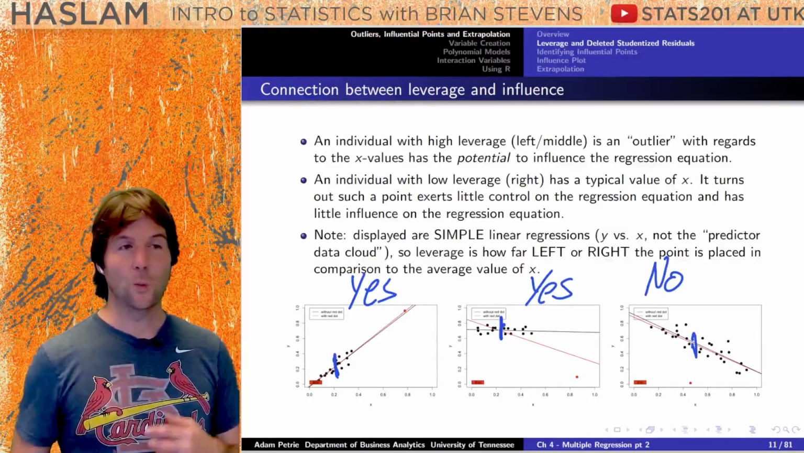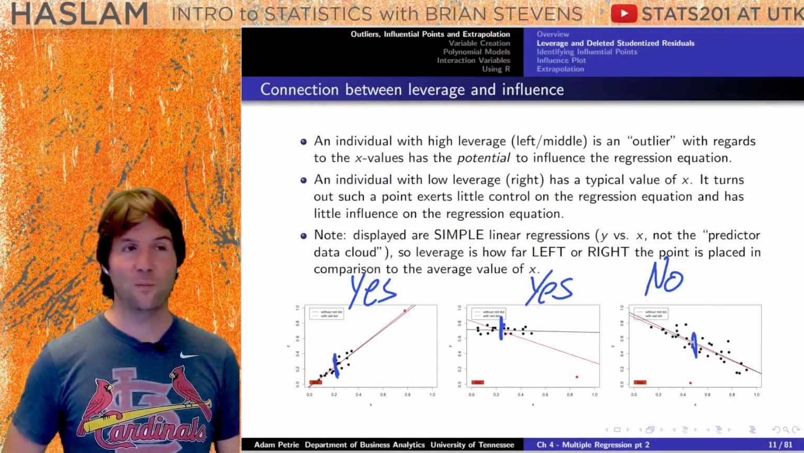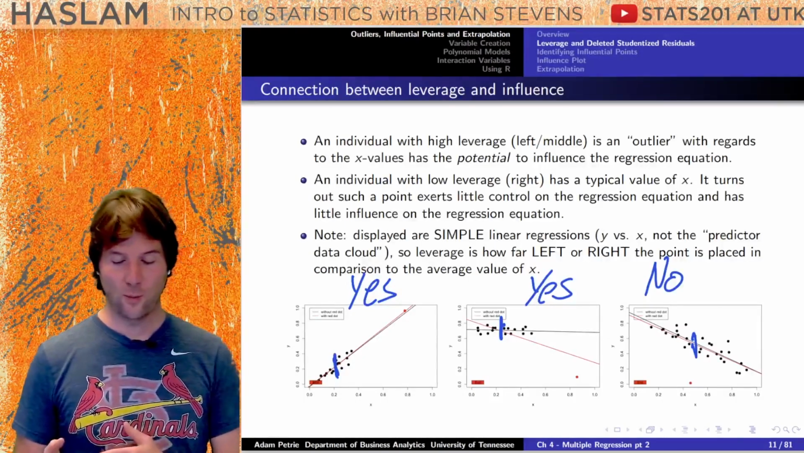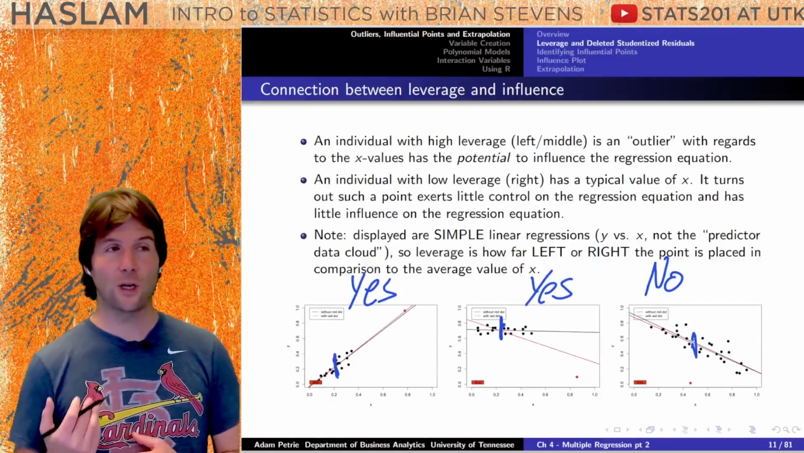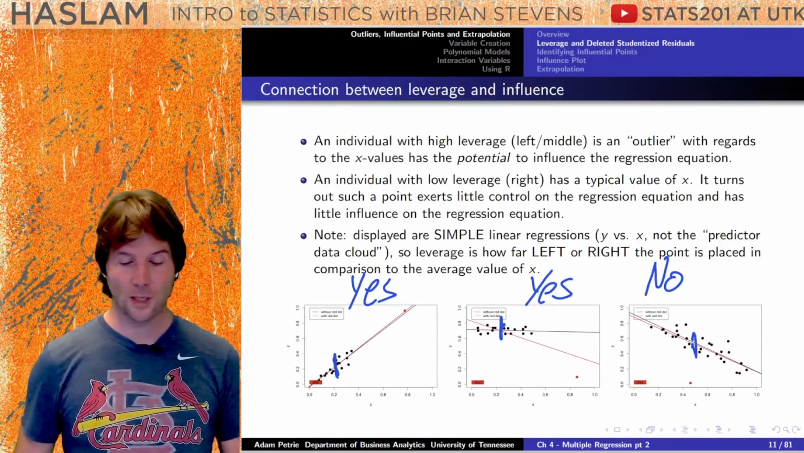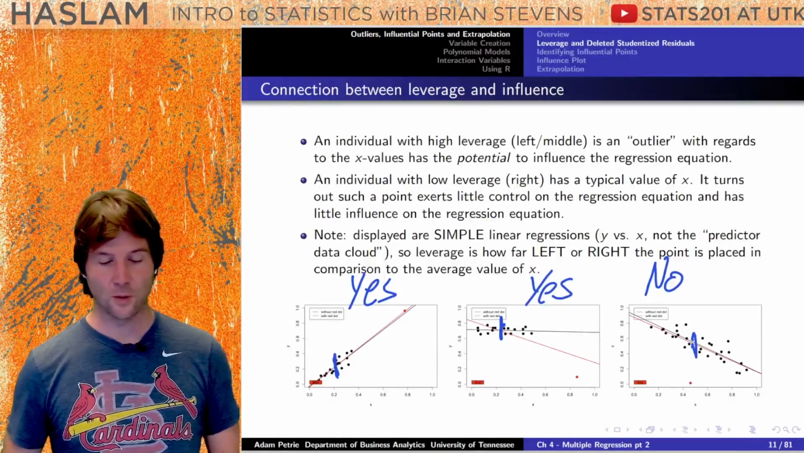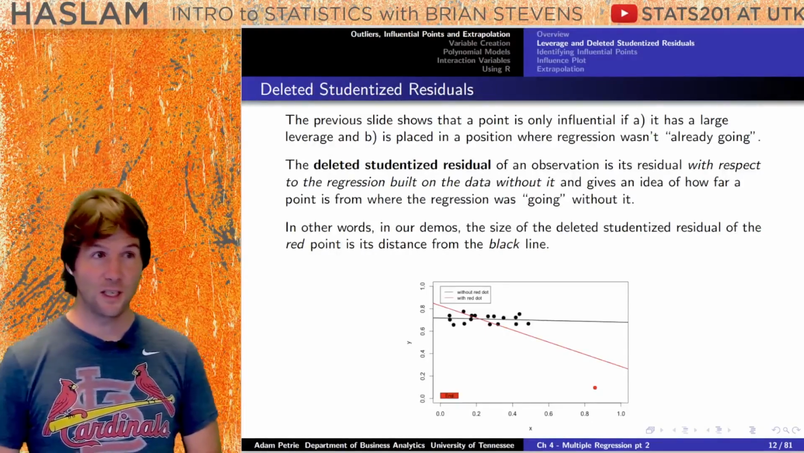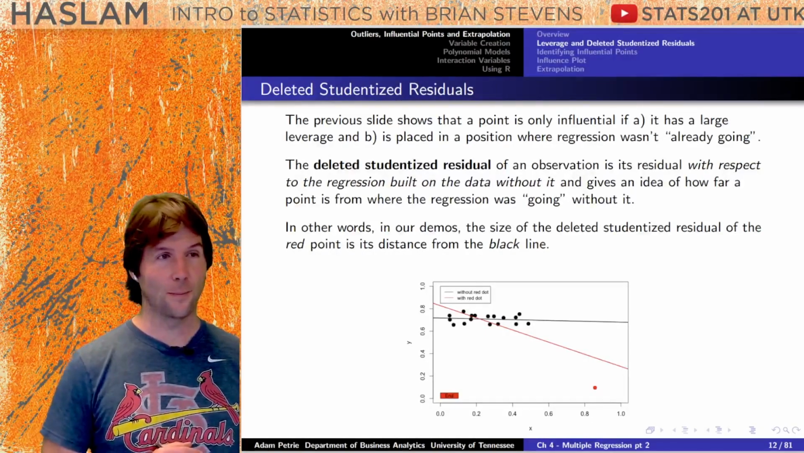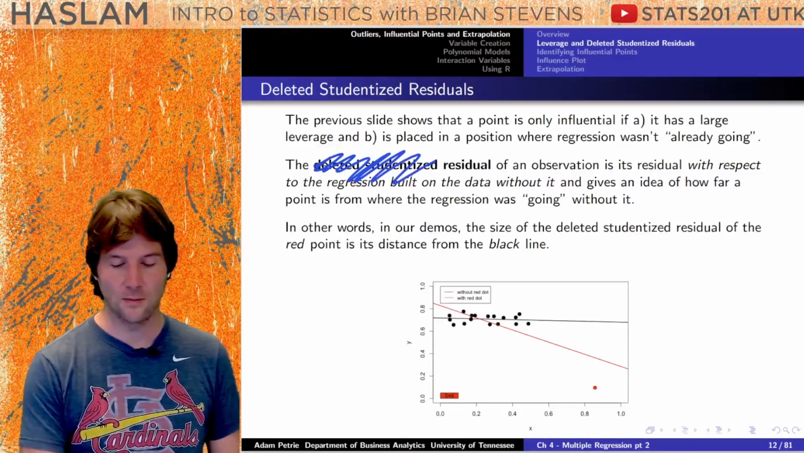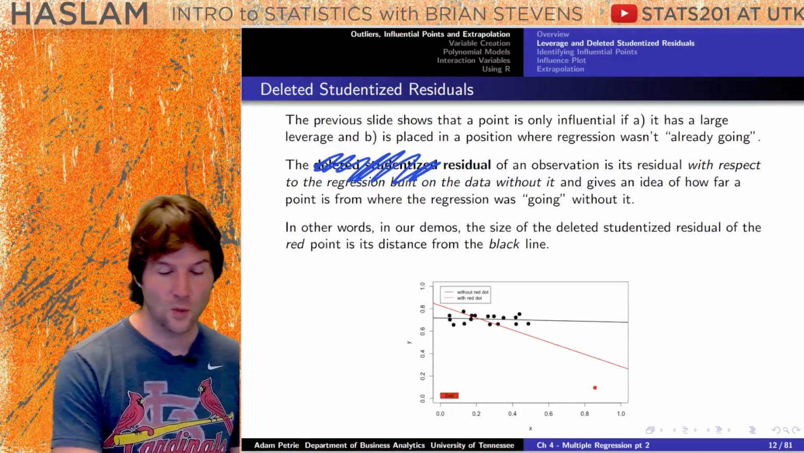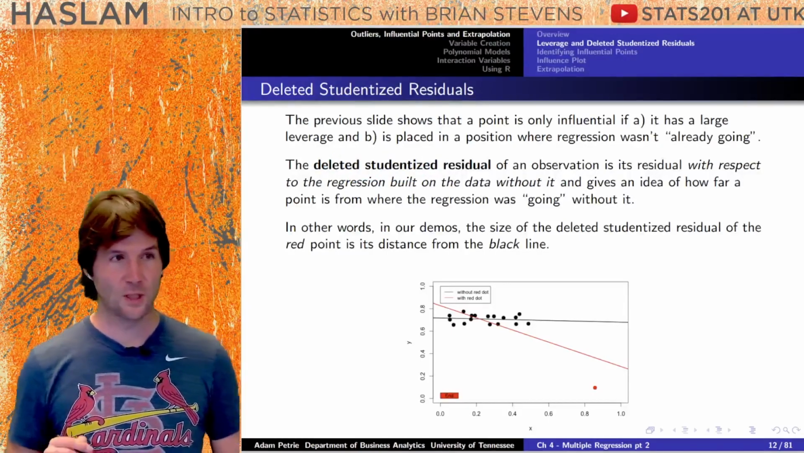Well, leverage is one of the two components of being influential. So remember this, you must have leverage to be influential on the model. But the other key component you need to be influential on a model is to have a deleted studentized residual. Now that sounds complicated, but you've already heard of the idea of a residual. So what is a deleted studentized residual?